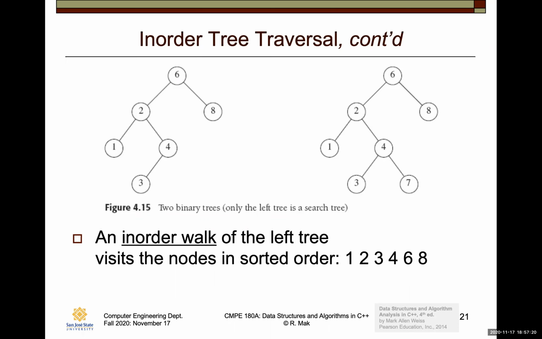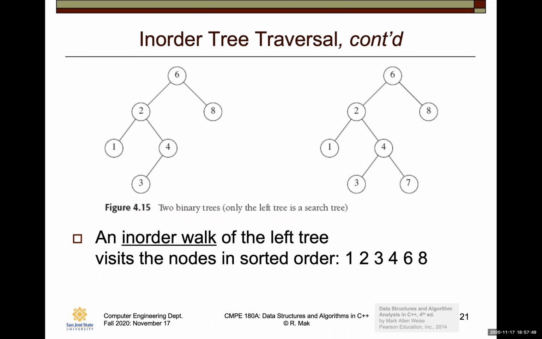Okay, so this is a binary search tree. It's a binary tree, and it has that additional requirement about the values of the nodes. Now this one here is a binary tree, but it is not a binary search tree. Can anybody see why? Why is the tree on the right not a binary search tree?